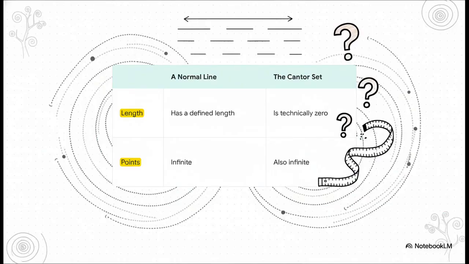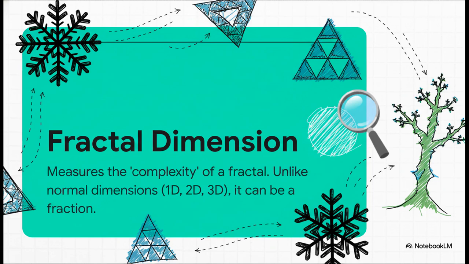And this is where things get really, really weird. It creates this total paradox, because if you think about it, you've removed the middle third, then a third of what's left, and so on. If you add it all up, you've actually removed the entire length of the original line. The total length of what's left is 0. But, and this is the crazy part, there are still an infinite number of points left behind. So, how do you measure that? What even is that? Clearly, we need a new kind of ruler.